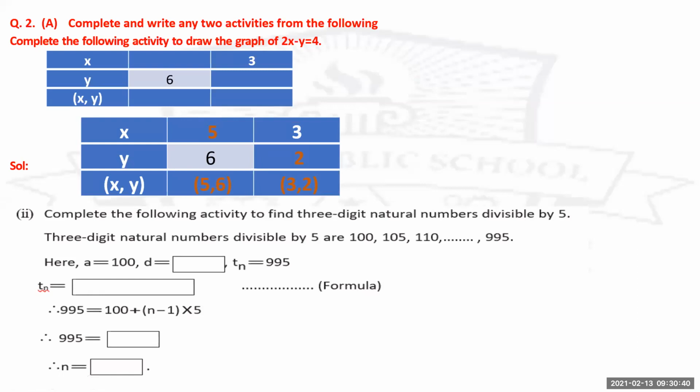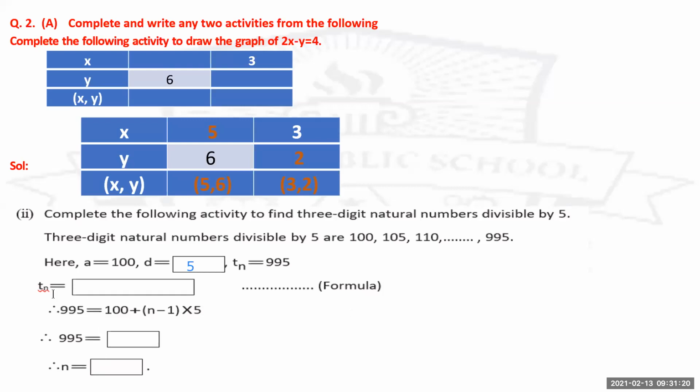Complete the following activity to find the 3-digit natural numbers divisible by 5. Understand? You have to find the 3-digit natural numbers divisible by 5. Now value of a is given to you as 100. You have to find value of d. Your d is not given to you. So check, as it is given divisible by 5, that means all the numbers are going to be multiples of 5. So d is equal to 5. And value of tn is given to you as 995.